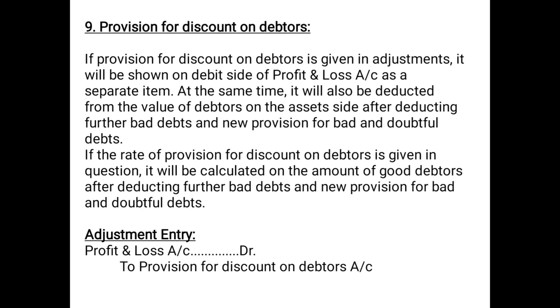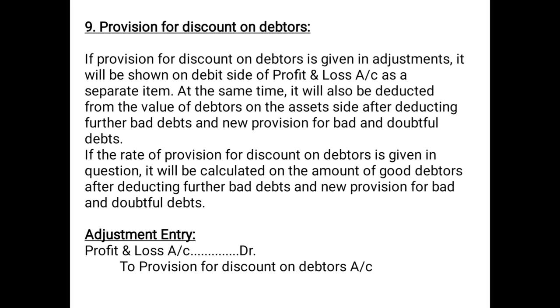If provision for discount on debtors is given outside the trial balance, then it will be shown at two places. First of all, it will be shown as a separate item on the debit side of the profit and loss account. On the other hand, it will be calculated and deducted from the net balance of debtors after deducting further bad debts and new provision for bad and doubtful debts. So as you can read here, if provision for discount on debtors is given in adjustments, it will be shown on debit side of profit and loss account as a separate item. At the same time, it will also be deducted from the value of debtors on the asset side after deducting further bad debts and new provision for bad and doubtful debts.